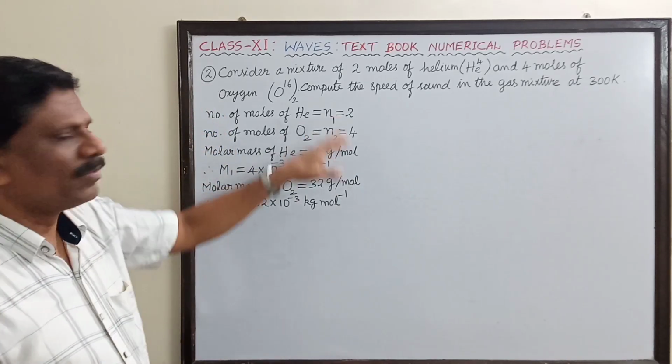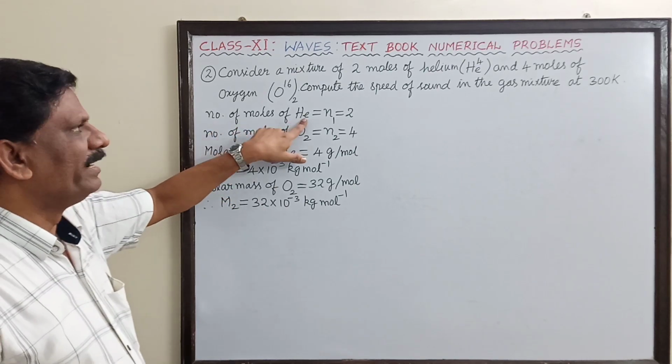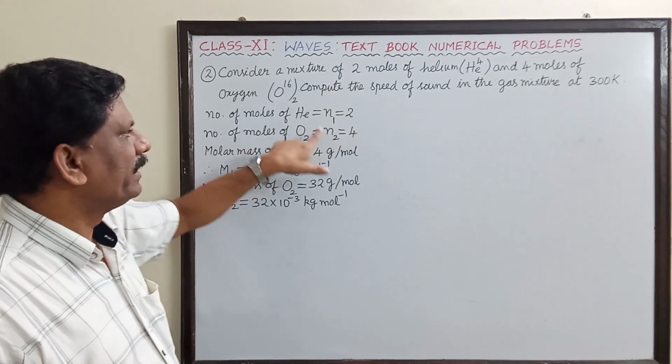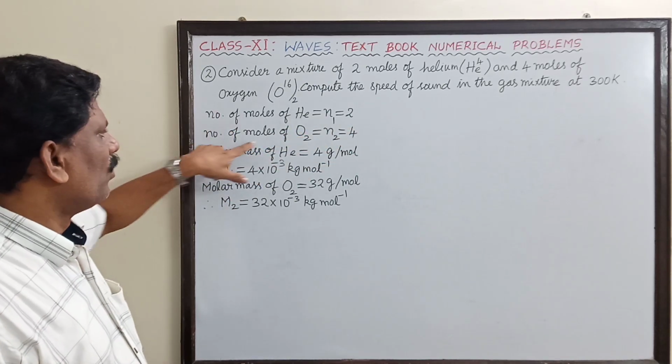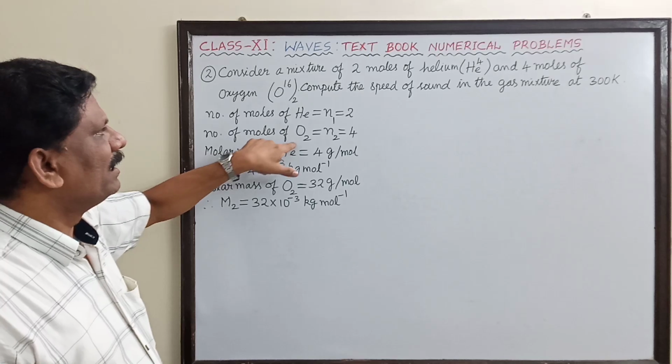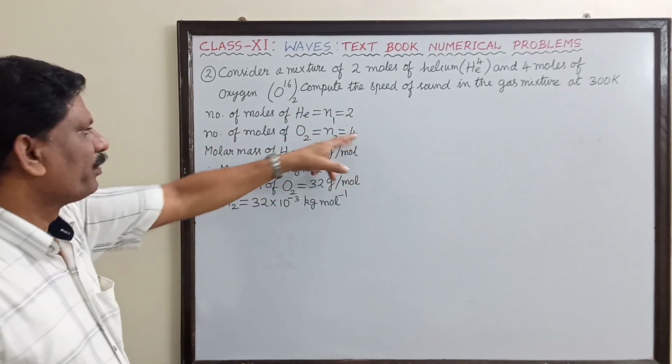Now, the given quantities I have summarized here. The number of moles of helium is 2, so I take the symbol n1 equal to 2. The number of moles of oxygen is 4 moles, so n2 is equal to 4 moles.